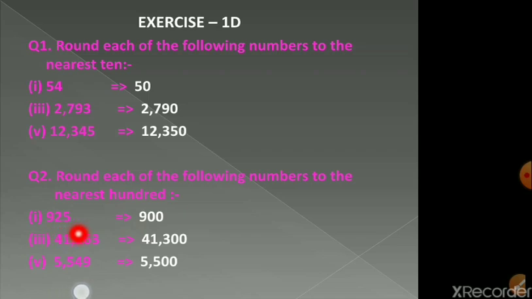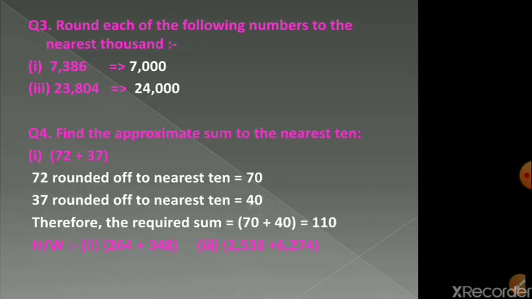Next, 5,549. Now checking the tens place, we have 4, which is less than 5. So there will be no change in the digit which is in the hundreds place. So our answer will be 5,500. Next, question number 3. Round each of the following numbers to the nearest 1,000. So rounding off to 1,000 place, that means we have to check the hundreds place. In the hundreds place, we have 3, which is less than 5. So there will be no change in the thousands place. So our answer will be 7,000.